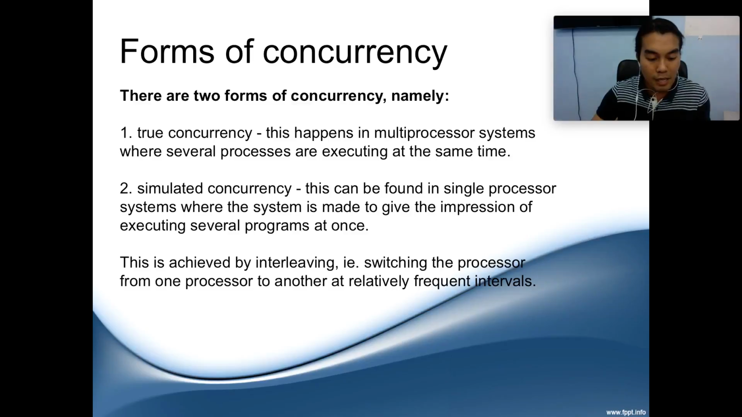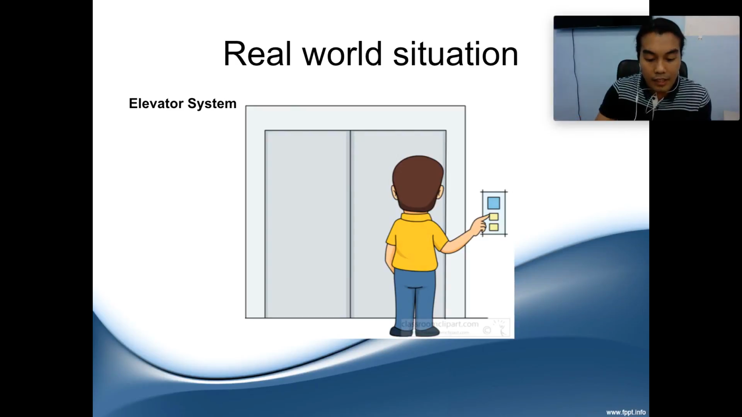So here's my example of concurrency in a real-world situation for simulated concurrency. Suppose a 5-story building has only one elevator that goes up and down and serves up to 10 passengers maximum at a time. If a passenger at the ground floor presses the up button of the elevator to go up, the elevator opens. The passenger then presses the button 5 to go up to the 5th floor.